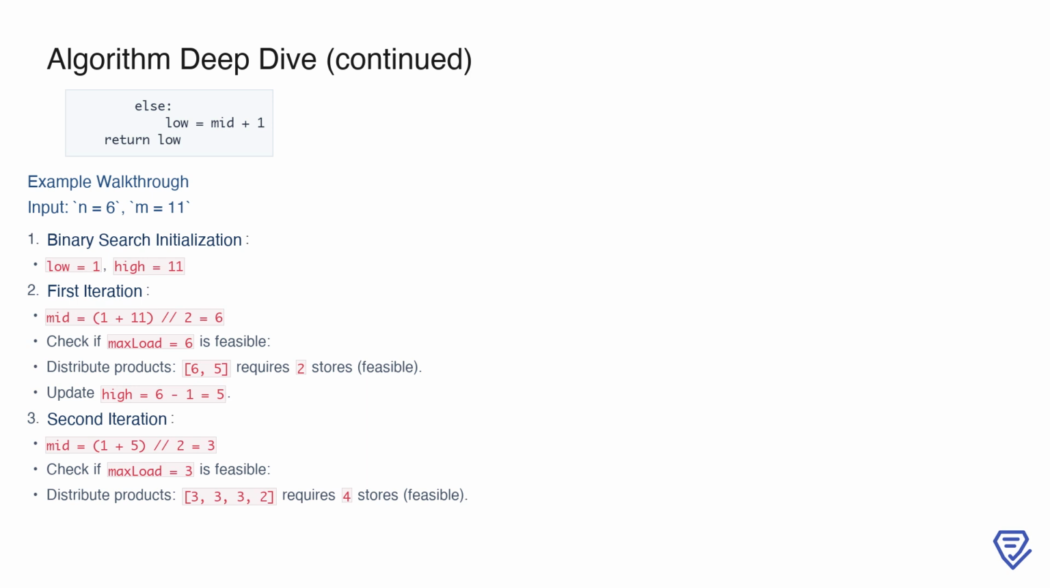The pseudocode for this algorithm starts by defining the binary search function minimized_maximum with n stores and m products. Inside, the feasibility check function is_feasible calculates whether a given max load can distribute all products within the store limit. The main function initializes low to 1 and high to m, then enters a loop that runs while low is less than or equal to high.